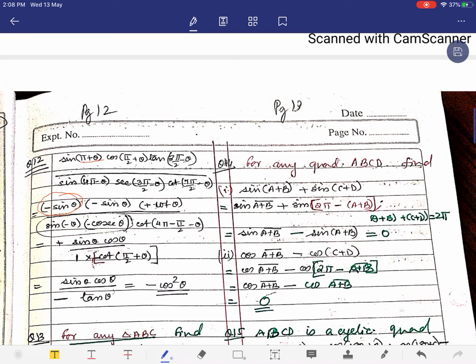Cos of pi on 2 plus theta, pi on 2 changes the ratio, it becomes sine, but pi on 2 plus theta is in the second quadrant. So, it is minus of sine theta.